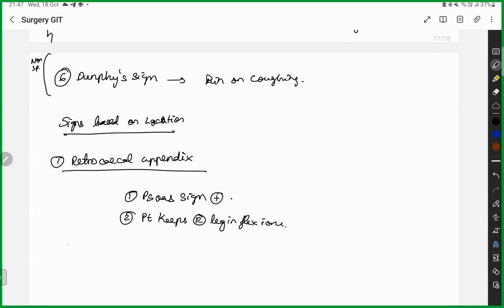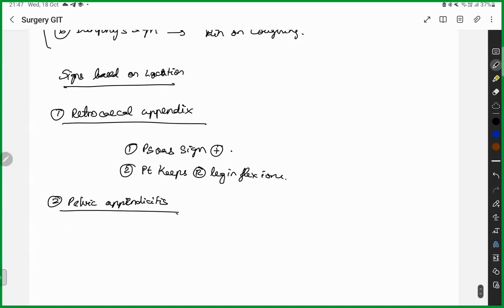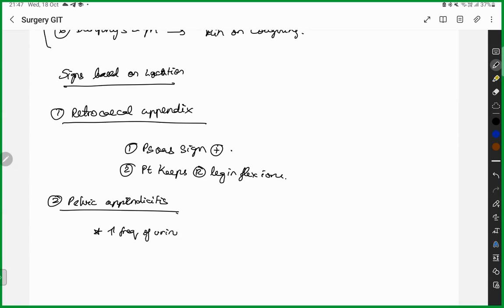And if it is going to be a pelvic appendicitis, we know what is pelvic appendicitis, 5 o'clock position. If it is a pelvic appendicitis, it is going to irritate the bladder, so there is going to be increased frequency of urination. Then it is going to irritate your rectum. Therefore, there is going to be an increased frequency of diarrhea, that we call pelvic diarrhea. Okay, this is very important.